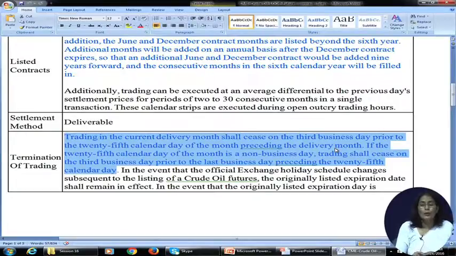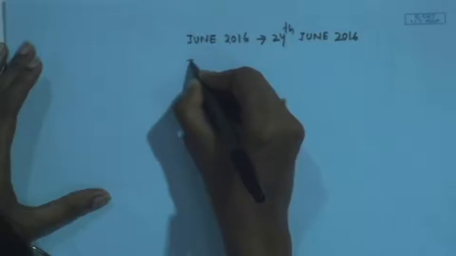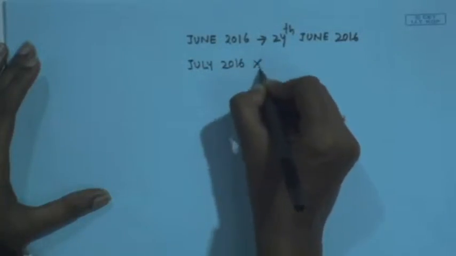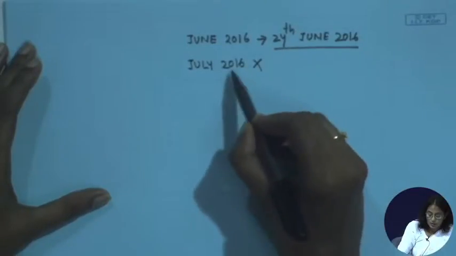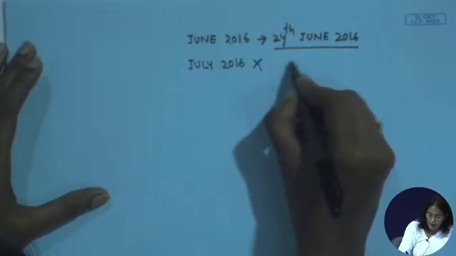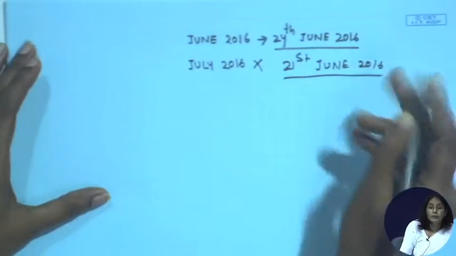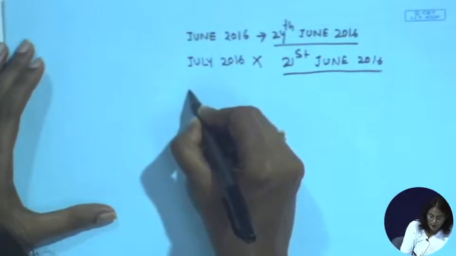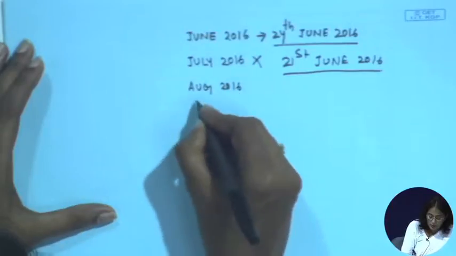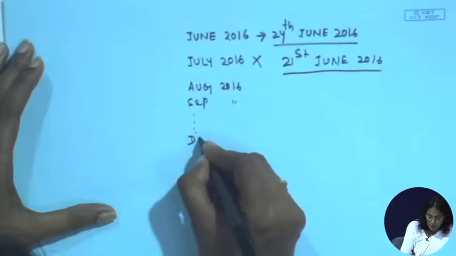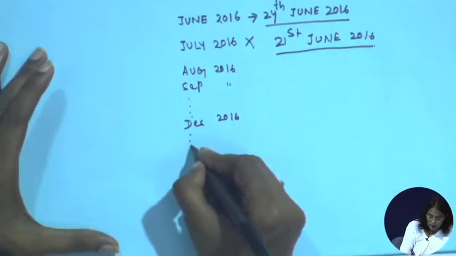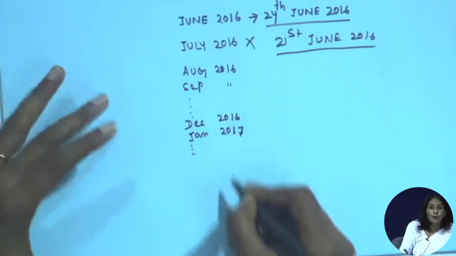With this, let's understand more of the contract details. As I mentioned, we are on 24th June 2016 today. So which contracts will be available? The July 2016 contract will not be available, because it will be expiring on 21st June 2016. But the August 2016 contract will be available. September, October, November, and December 2016 contracts will be available. Similarly, the January 2017 contract will be available, up to the December 2017 contract.